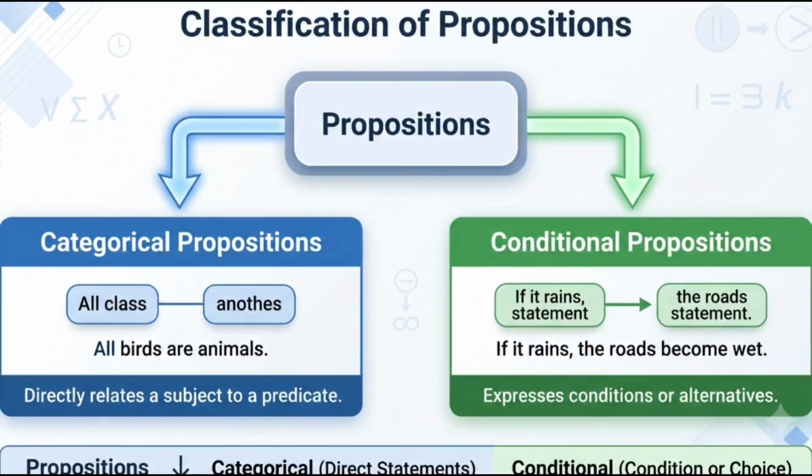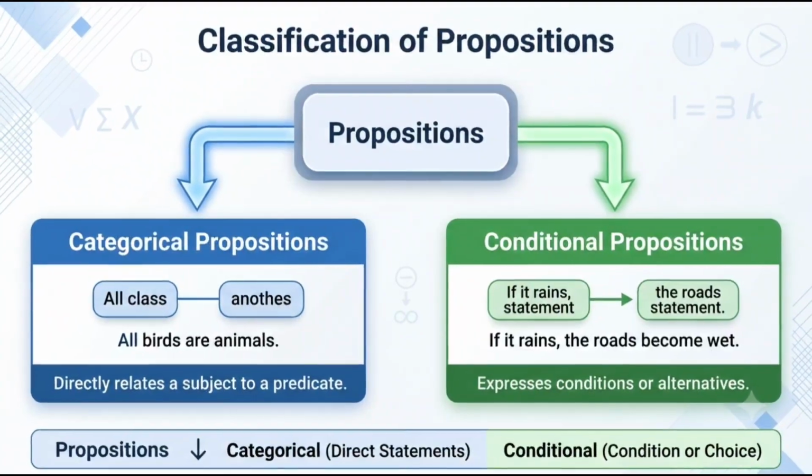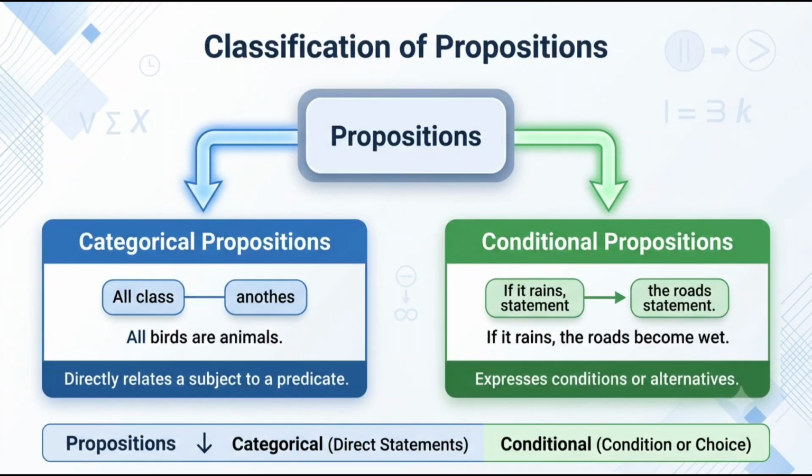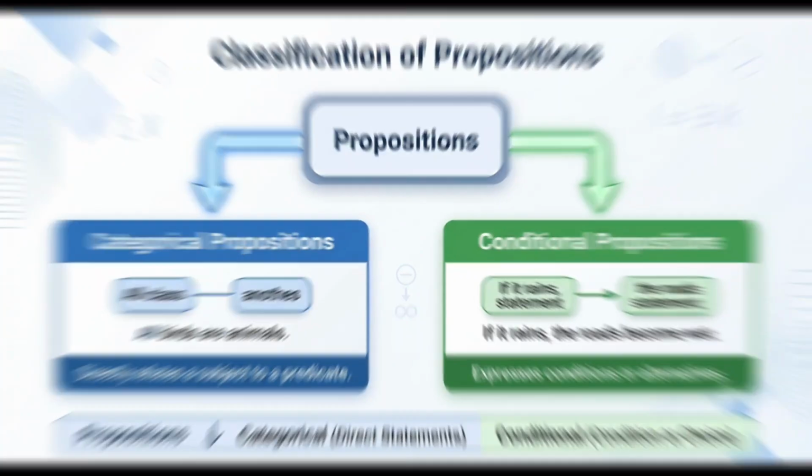Propositions can be classified based on their structure. The two major categories are categorical proposition and conditional proposition. We will first study categorical proposition and then move on to the conditional one.